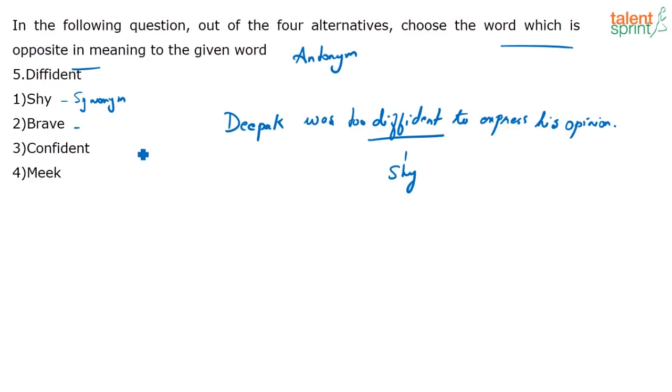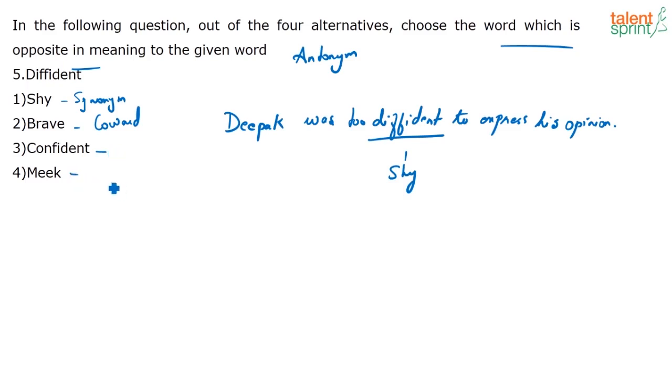The best thing to do is try and come up with options of words. If I have to say someone is brave, what would be the opposite word that I would say? I would say cowardly, right? More than diffident, that would be a more appropriate antonym. Confident, yes. Somebody who is confident will be able to express their opinion more openly.